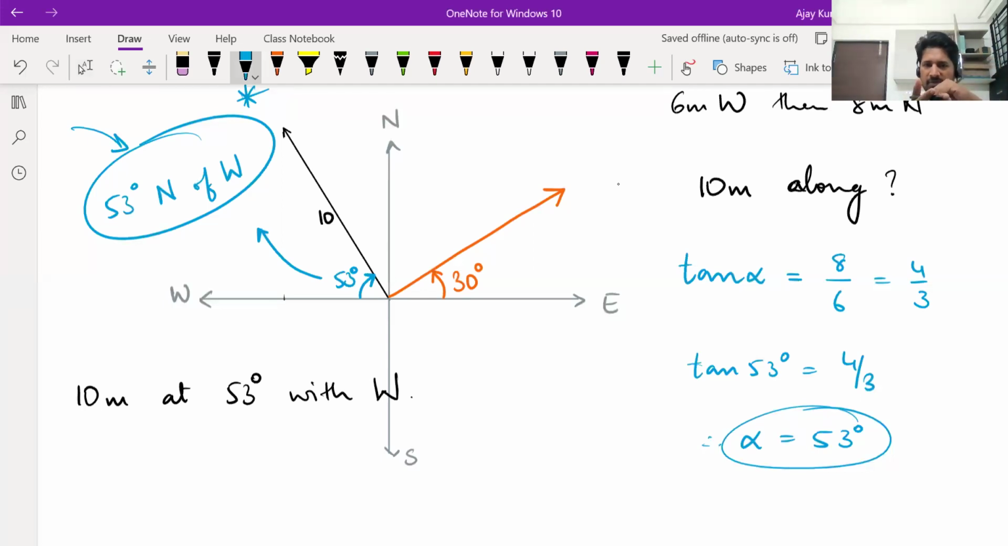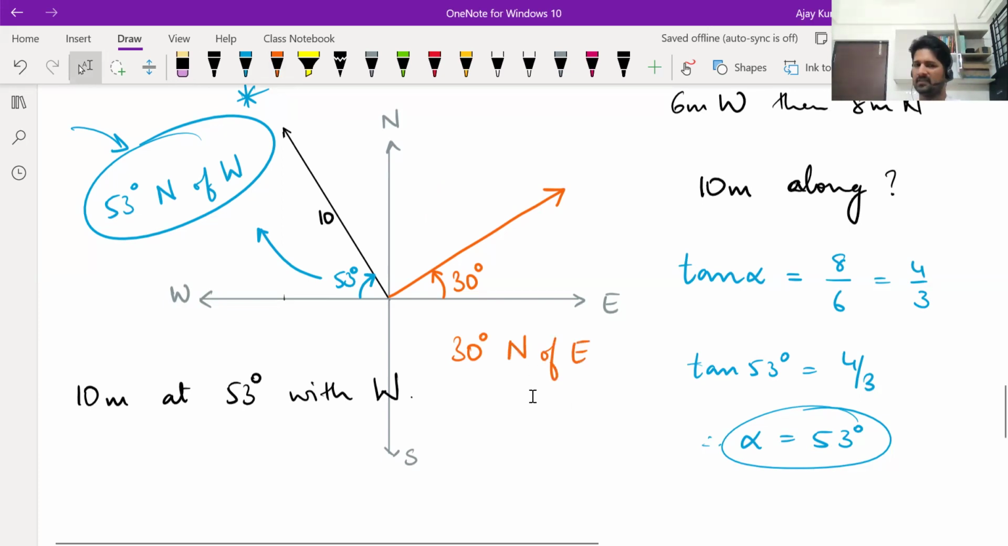Like in the previous, so 30 degrees east from north. 30 degrees east from north would be like this. So then 30 degrees east of north or north of east. They are different. Which one it is you have to finalize. So 30 degrees north of east. Correct. North of east. It means north from east. Okay. Right.